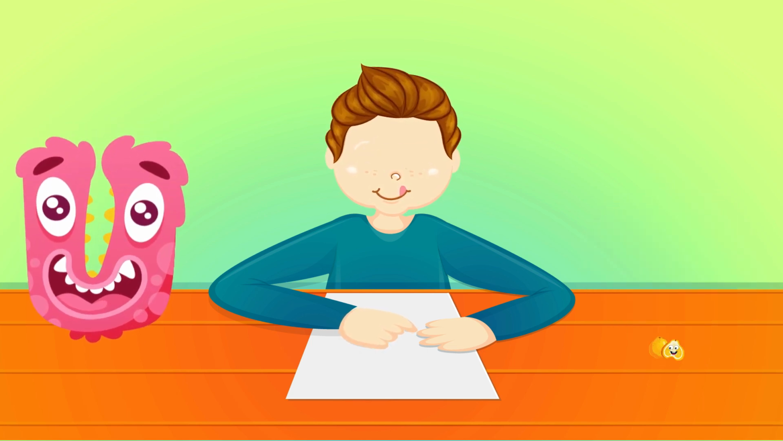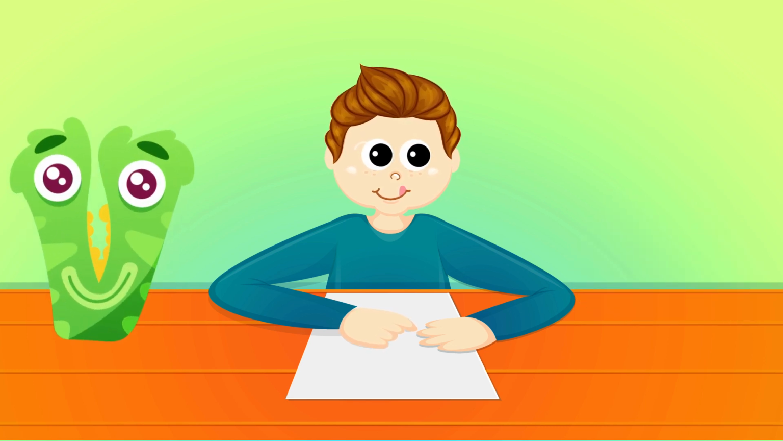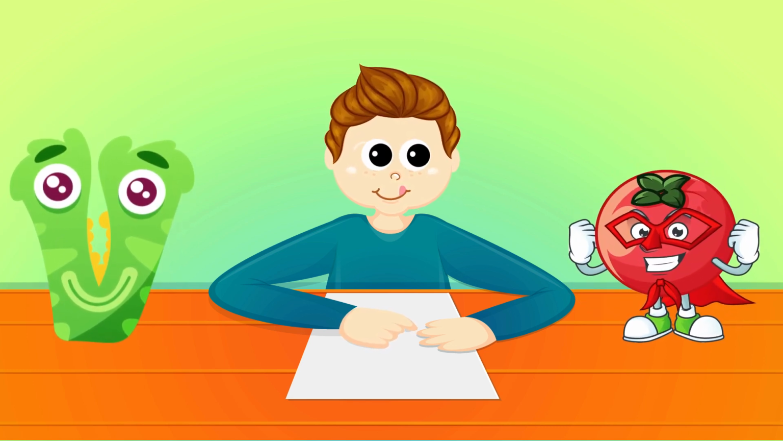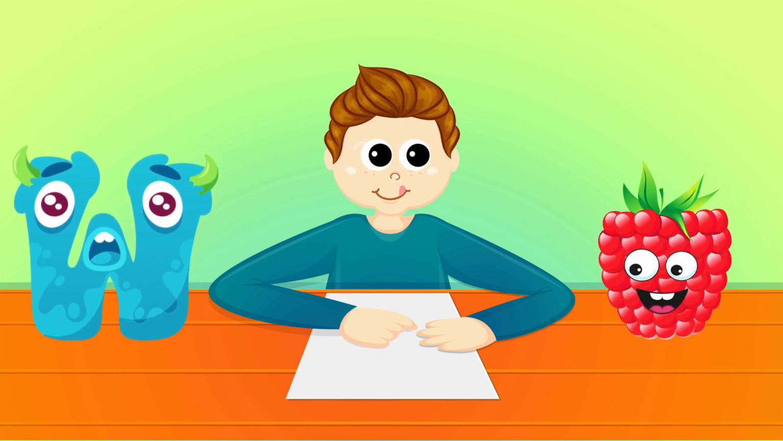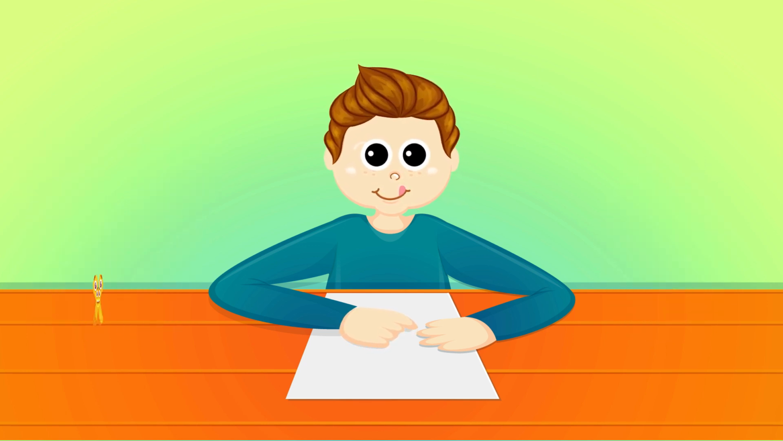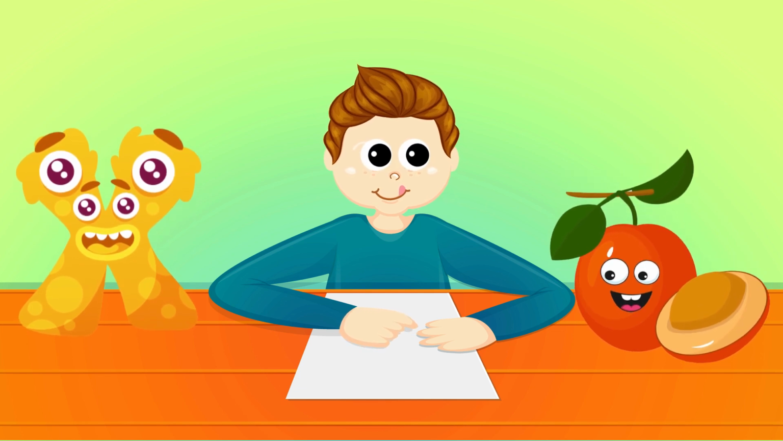U is for Ugli fruit. V is for Velvet Apple. W is for Wineberries. X is for Xigua.